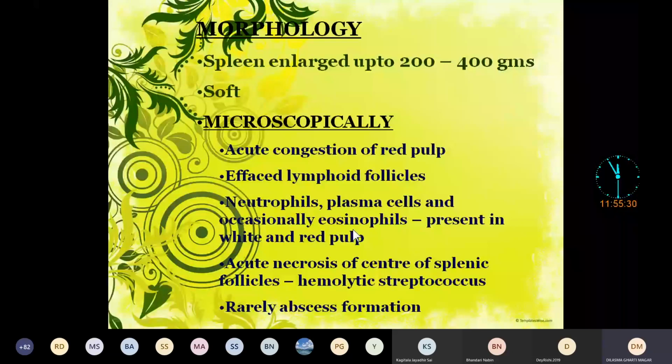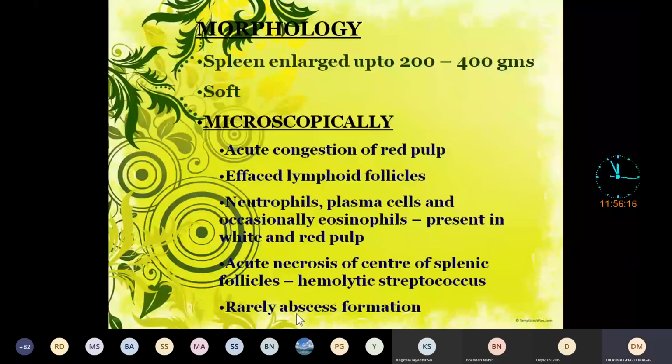So microscopically, mainly we will see the red pulp, but the lymphoid follicles or the white pulp will be effaced. And under microscopy, we can also see neutrophils, plasma cells, and occasionally eosinophils. And sometimes we can see acute necrosis at the center of the splenic follicles. Usually whenever we see the necrosis, we can suspect hemolytic streptococcal infection. So it is a bacterial infection. Whenever hemolytic streptococcal infection is there and the spleen is removed, we will see the acute necrosis. And rarely abscess formation will be there in the spleen.